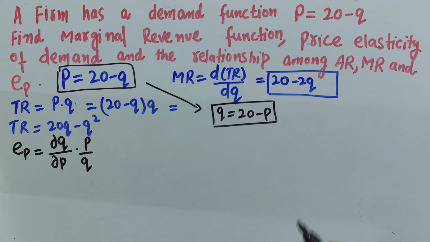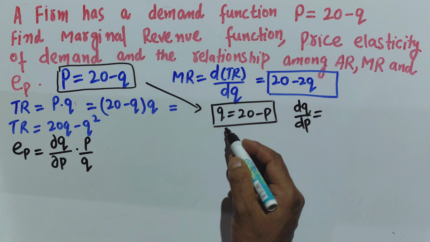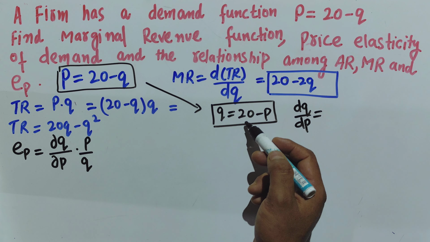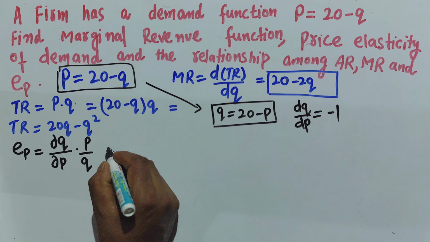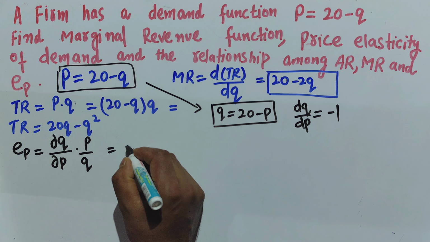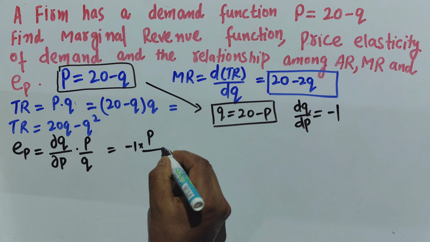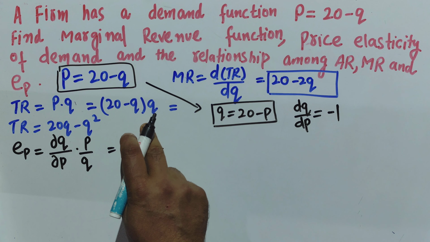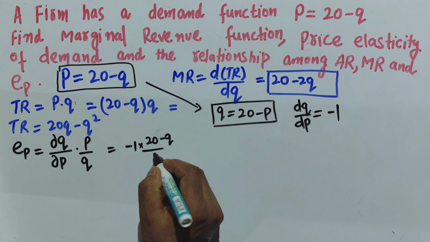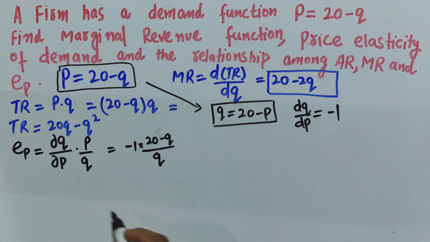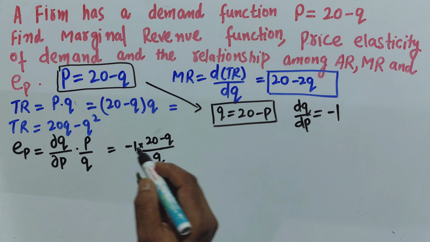Now dq upon dp of this function, that is the derivative of this function with respect to price. Derivative of a constant is 0, derivative of p is minus 1 here. Now elasticity of demand, as we know, is equal to dq upon dp times p divided by q. We calculate it as minus 1 times p divided by q, or let us write in place of p the given demand function, that is 20 minus q divided by q. So dq upon dp is minus 1, and in place of p we have this function divided by q. This is our elasticity of demand.